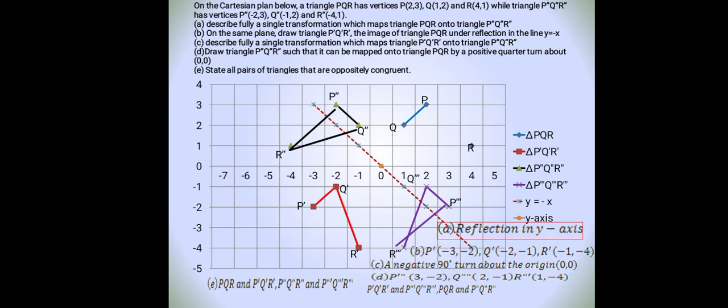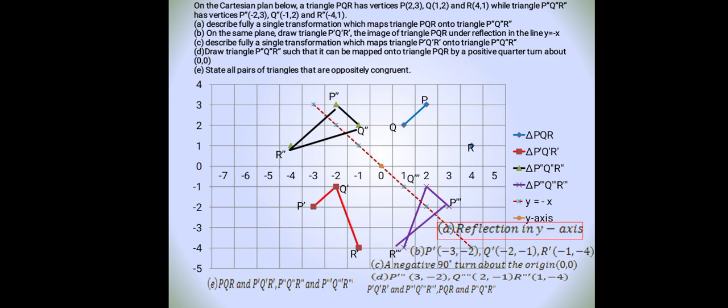Now, part A, the transformation of PQR onto P''Q''R''. You can clearly see that it's a reflection in the x-axis. You look at those triangles, you can see I've drawn that line about (0, 0) as dotted. You can see it's a reflection. It's like a mirror. PQR has been reflected to P''Q''R''.